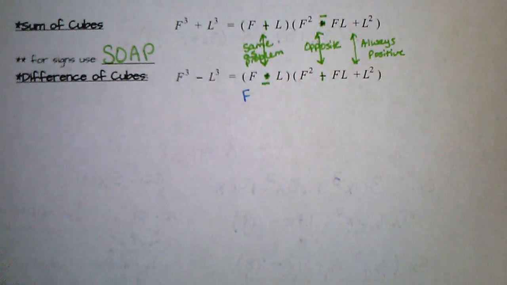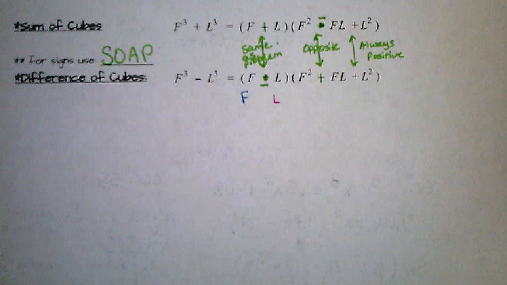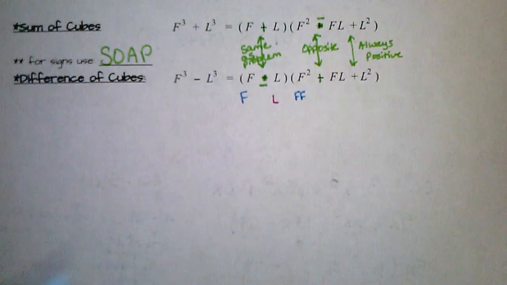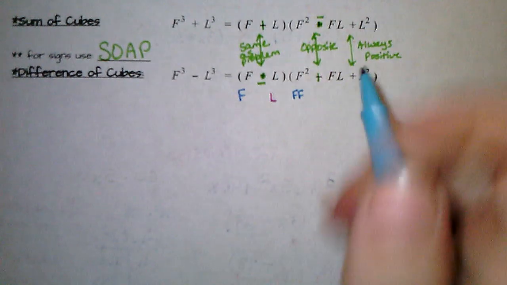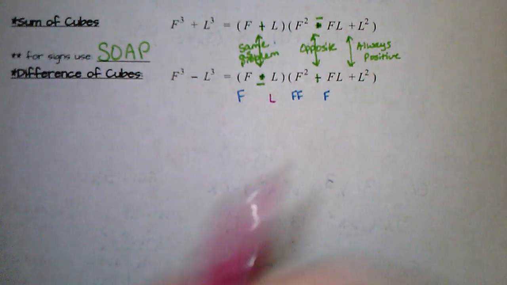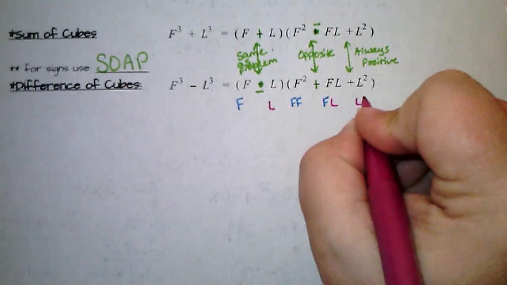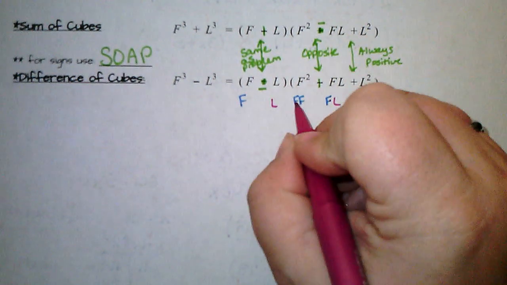F, L, then it's FF, FL, and LL. Of course, multiplying these things.